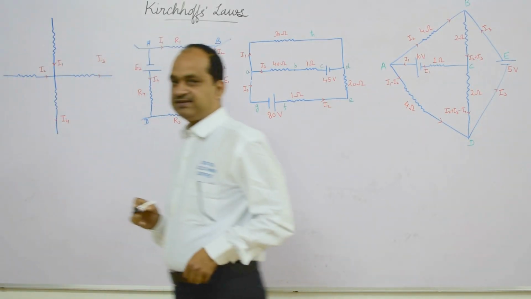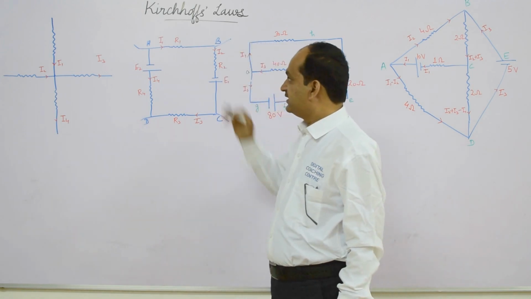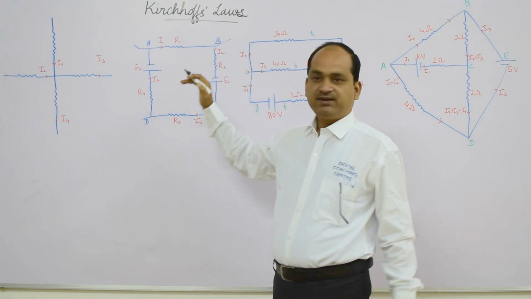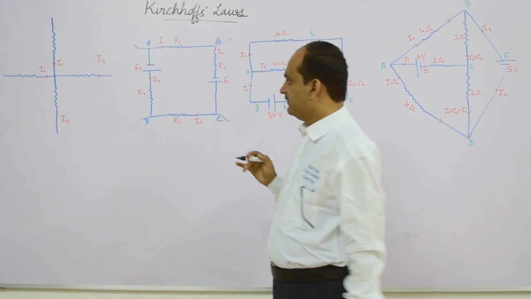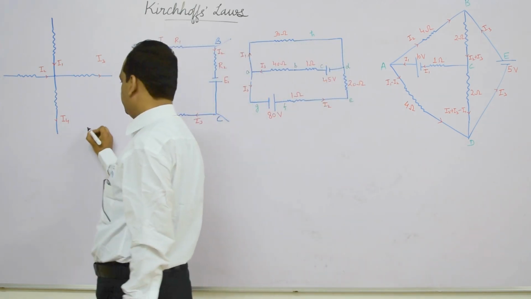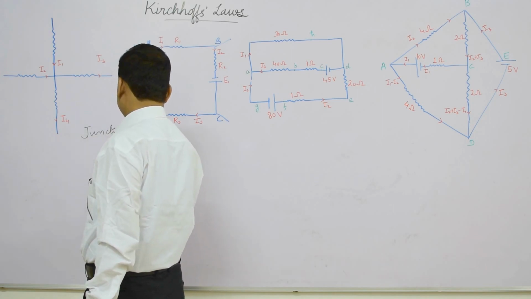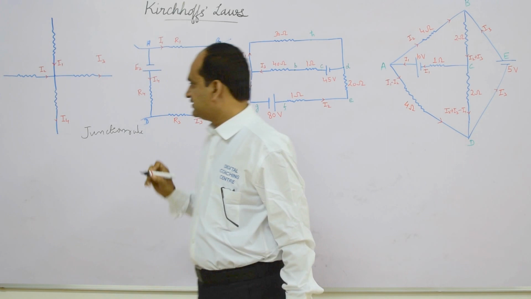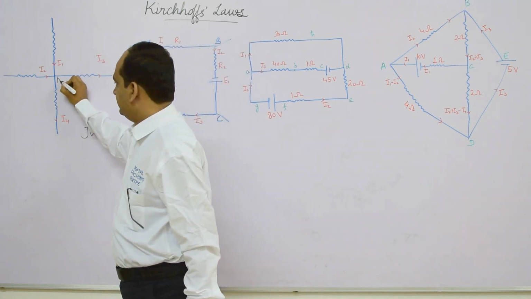Today we will discuss Kirchhoff's laws and how to use them to find the current in a circuit. We have two laws. The first one is the junction rule. Now just consider this circuit and this junction A.